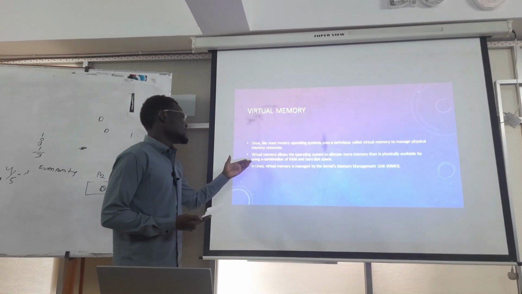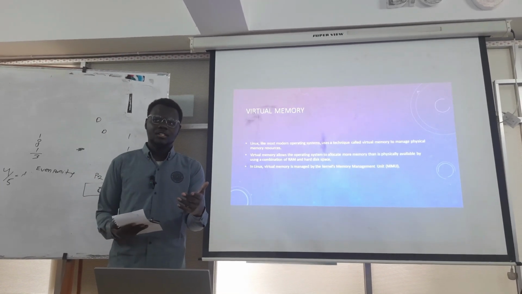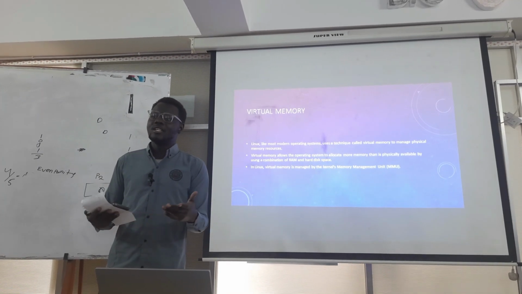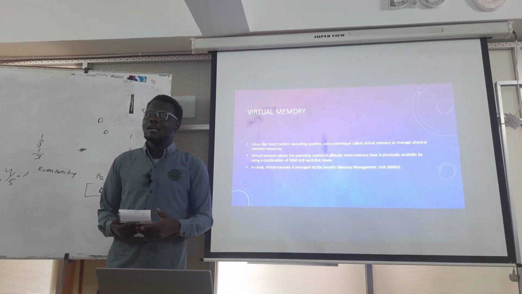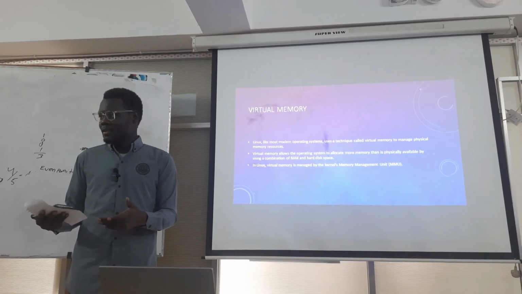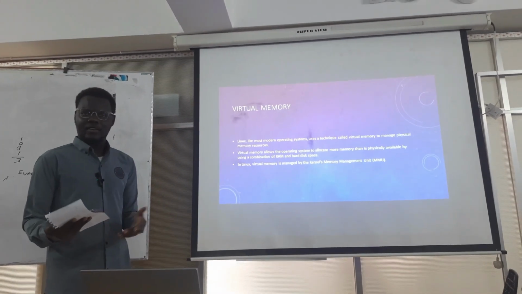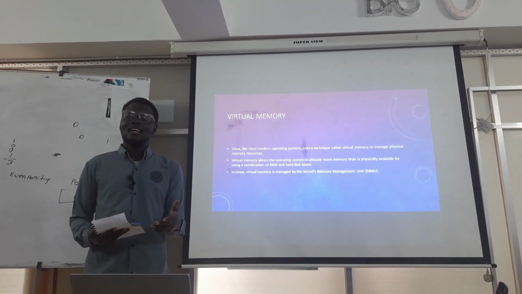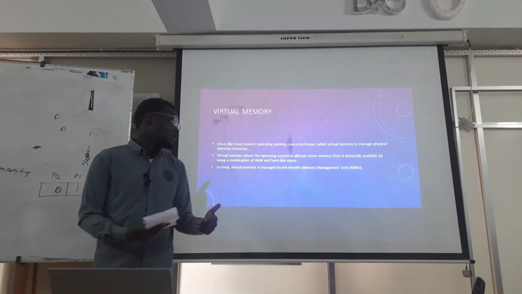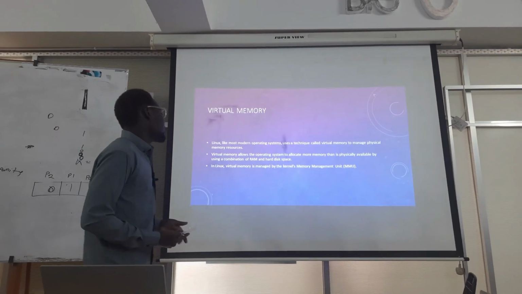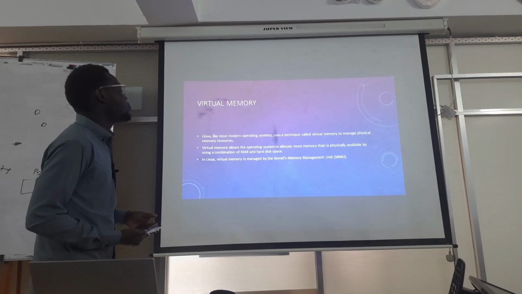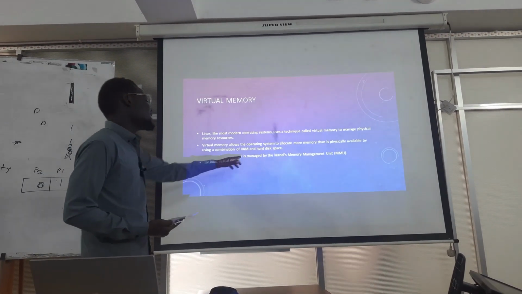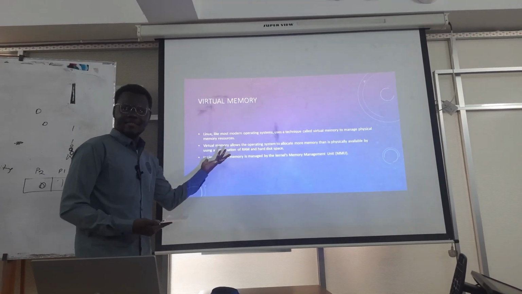So what this means is we use virtual storage. I think you guys know what virtual storage is, right? A type of virtual storage is maybe like cloud storage. Yeah, cloud storage is an example of virtual storage. Virtual storage is basically storage that is not physically available. That's what we mean by this. Virtual memory allows the operating system to allocate more memory than is physically available by using a combination of RAM and hard disk space. I think that's self-explanatory.